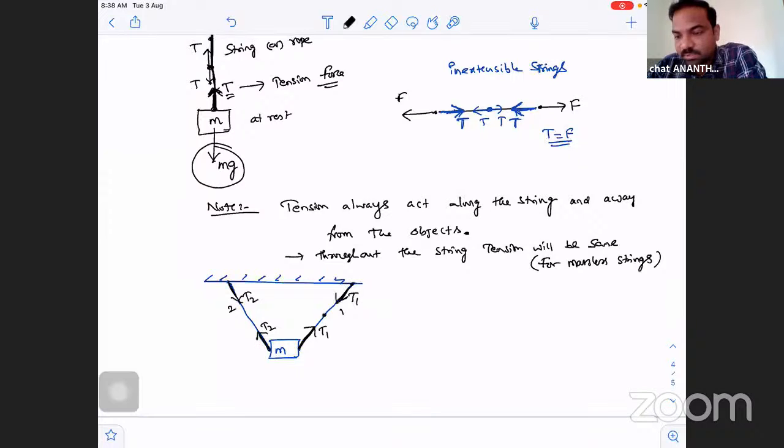Understood that? So these are the tension forces. Hope all of you have drawn these tension forces. Any doubt in this? See, everybody has to know drawing the forces. If you don't know drawing the forces, then forget about Newton's laws of motion.